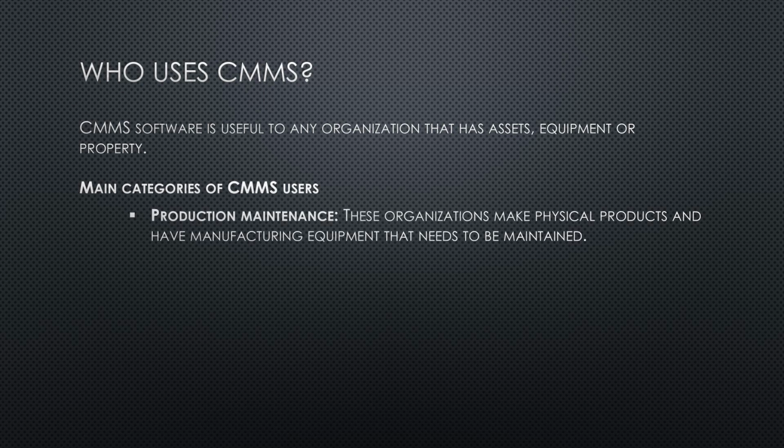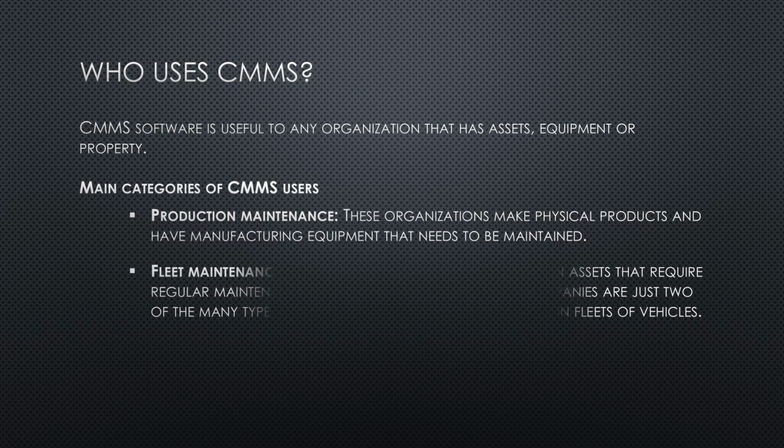The first one is production maintenance companies, companies that require production maintenance. Basically, these organizations make physical products, and they have the manufacturing equipment that needs maintaining. So this comes in very useful for them.